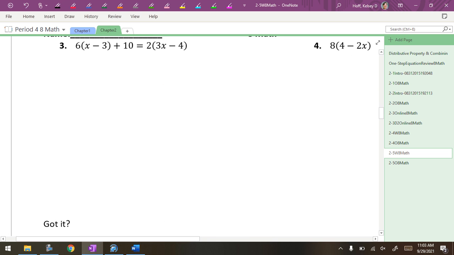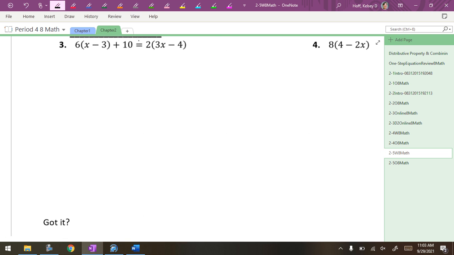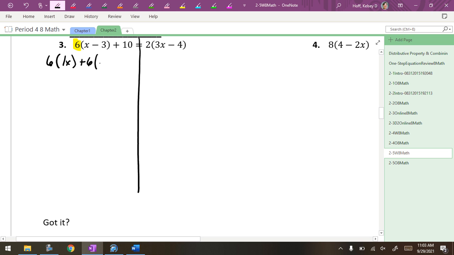All right, top left. A little bit more intense once again. We're going to work only on the left side. First things first, we have to distribute. Is there distribution that needs to take place on the left-hand side? What number are you going to distribute? 6. Positive or -6? So 6 times 1x and 6 times -3. Do I take 6 times 10? Why not?